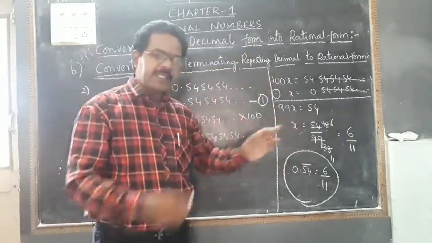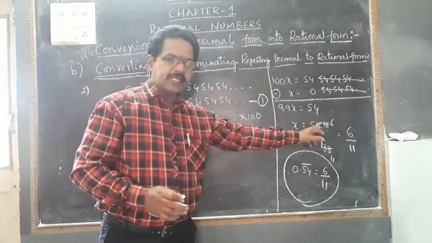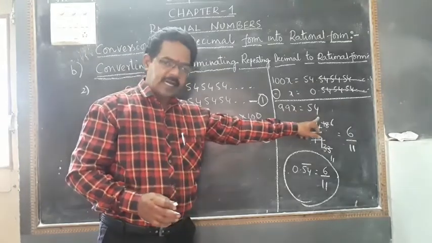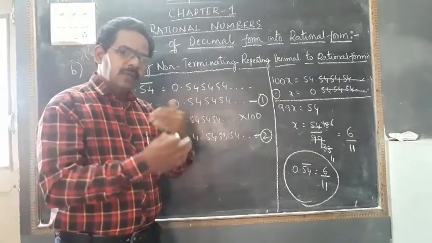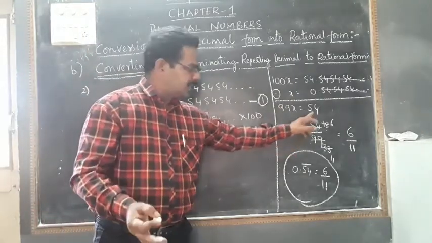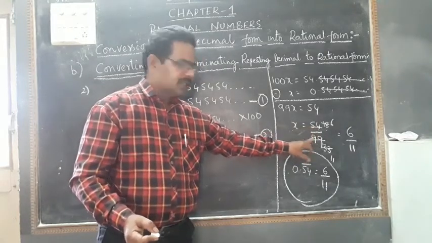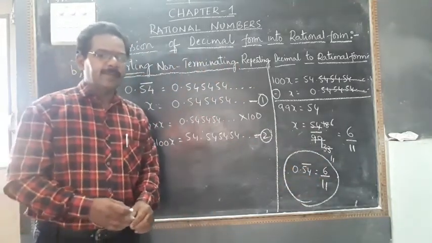After that, keep x on the left hand side and take the 99 to the right hand side. 99 is multiplying here. If it goes to the right hand side, the operation changes. It is multiplying, so the opposite of multiplication is division. So 54 by 99 is the p by q form. This can be simplified, and finally we can write 6 by 11.